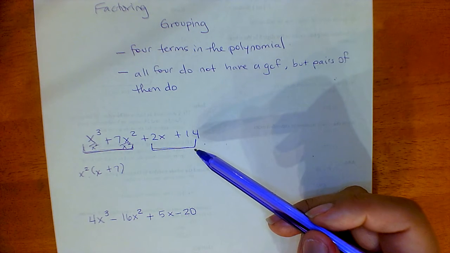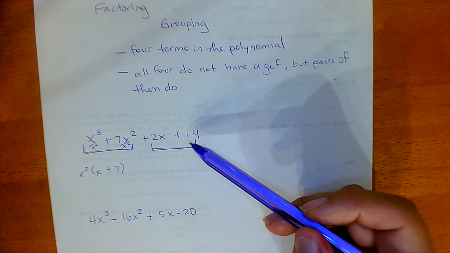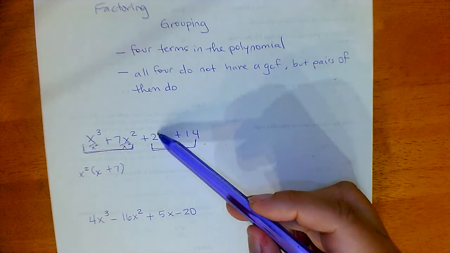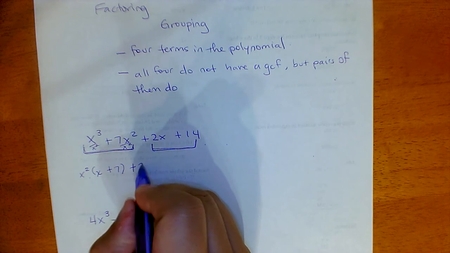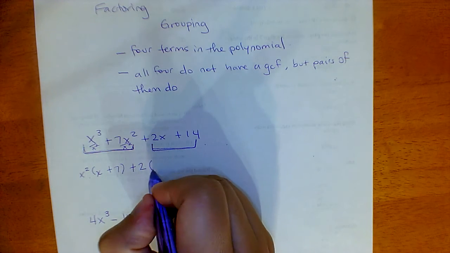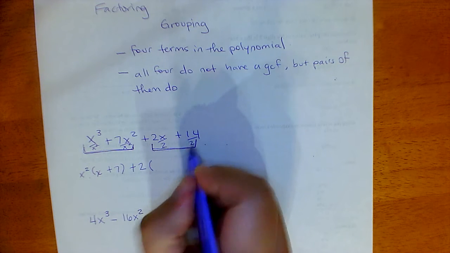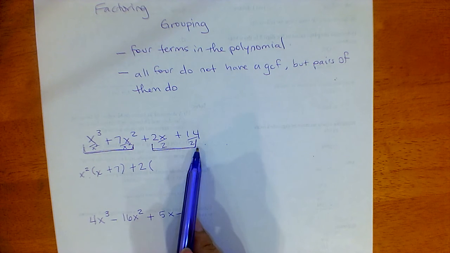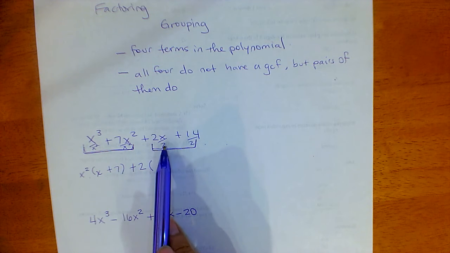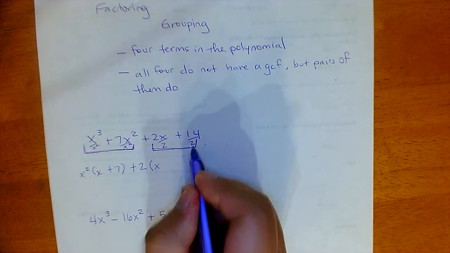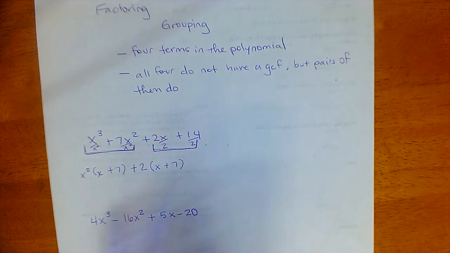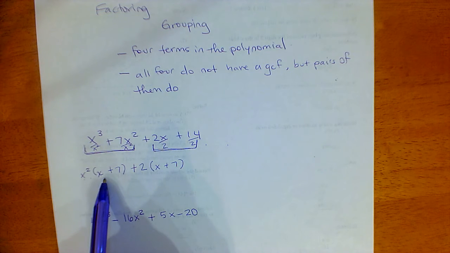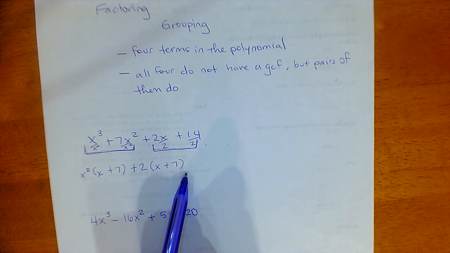My next 2 terms have a GCF of 2, and that GCF is going to be a positive 2 because the leading term between these 2 terms is positive. So to denote that positive 2, I'm going to write plus 2. I'm going to again set my parentheses because I'm factoring out a GCF from these 2 terms. I'm doing that little monomial division again. 2x over 2 just reduces to x. 14 over 2 reduces to 7. So now my polynomial, because I did this GCF method for pairs of the terms, looks like x squared times the quantity x plus 7 plus 2 times the quantity x plus 7.